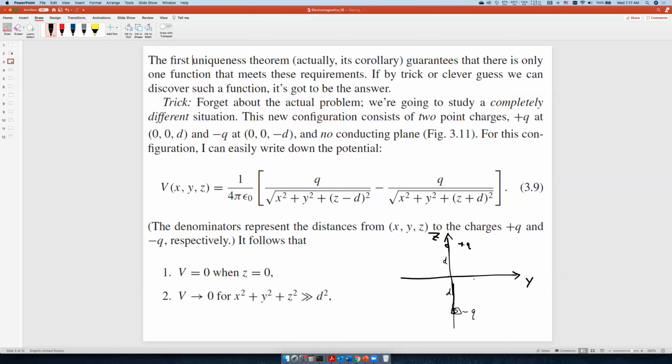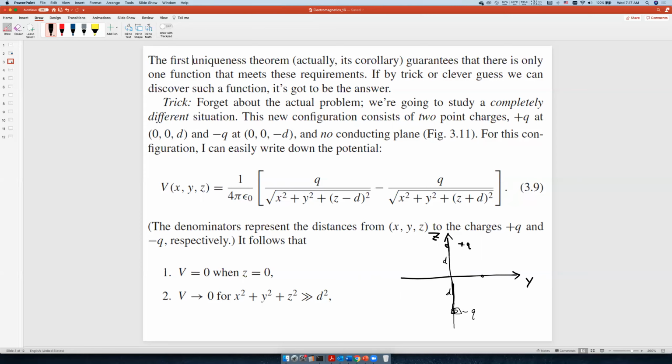Then in this case, we don't have any conductor plane. Then in this case, you still get the two boundary conditions. First, when z equals 0, or in the y-axis, the V is 0.